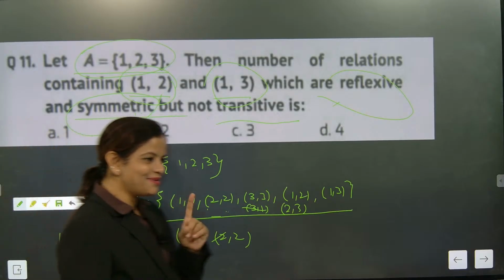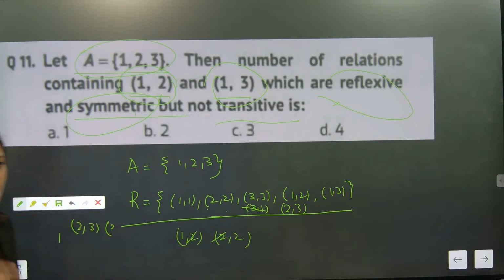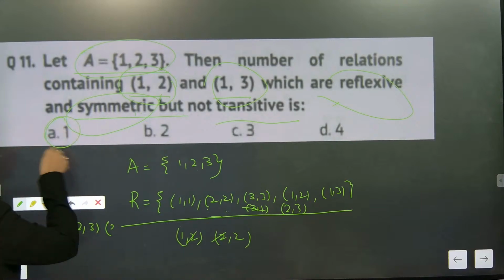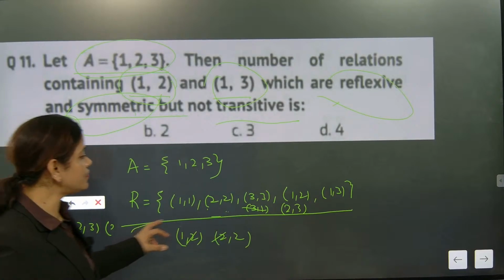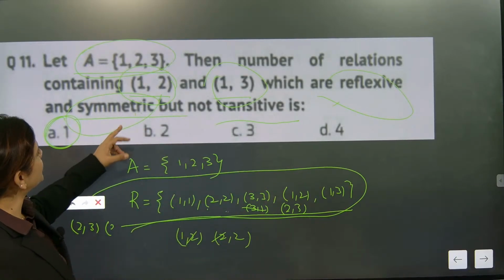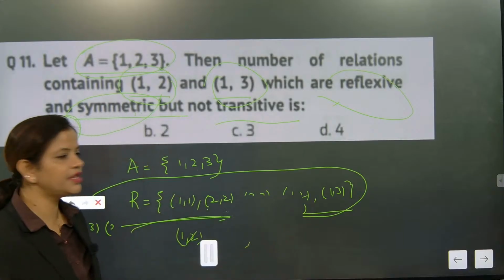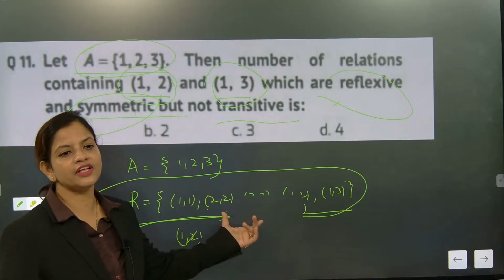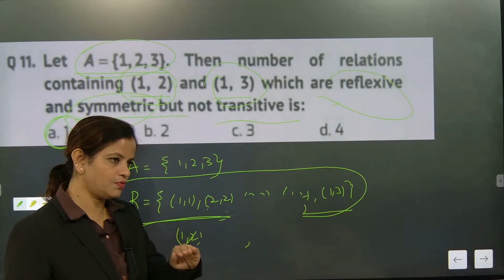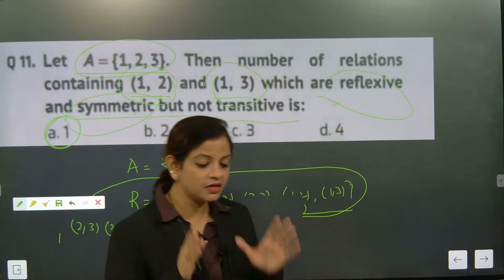This is the best shot, boss. Only one set will be there. How many sets will be there? 1. So the correct answer will be 1. This situation will be only 1. See, where reflexive symmetric. So only one situation will be there, which is symmetric and reflexive. But is it transitive? No. That's the clear shot you have to answer. So Shivaranjani, answer is A.